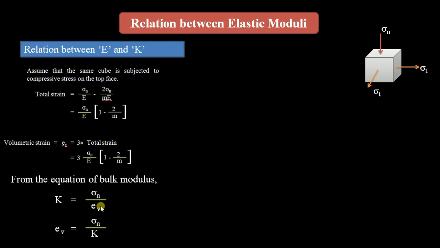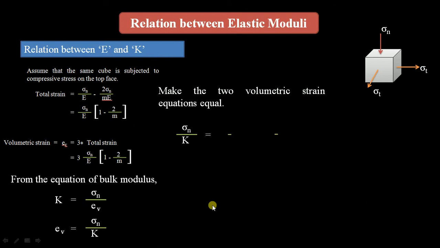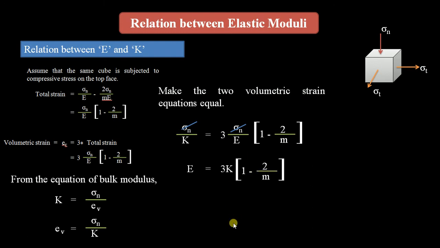So we can make these two equations equal. Now try to make the two volumetric strain equations equal. So it can be written as sigma n by K is equal to 3 into sigma n by E into 1 minus 2 by m. Again on both sides sigma n is common, so they can be cancelled. Now take E to the left side, K to the right side. So it becomes E is equal to 3K into 1 minus 2 by m.